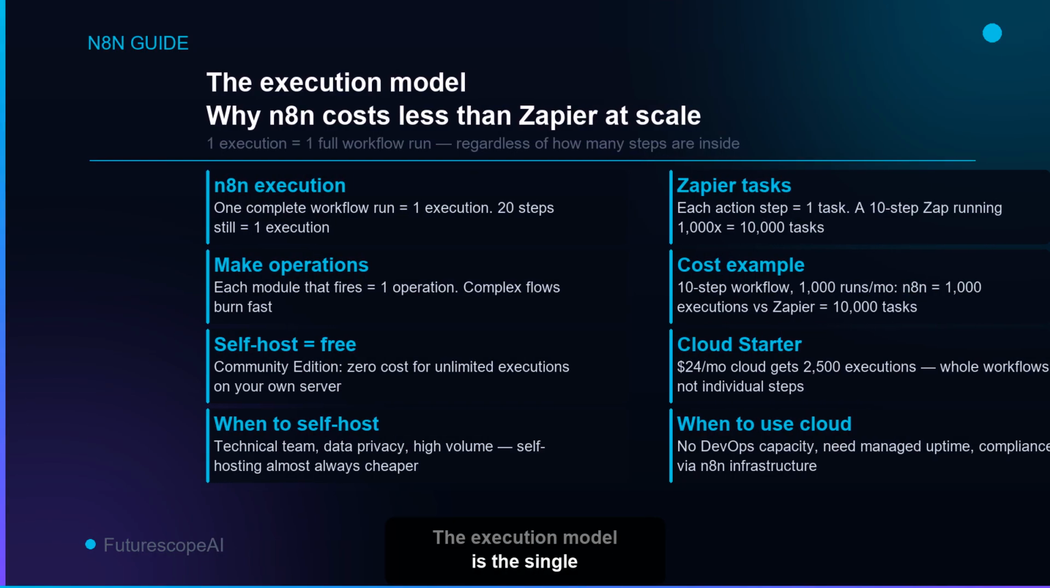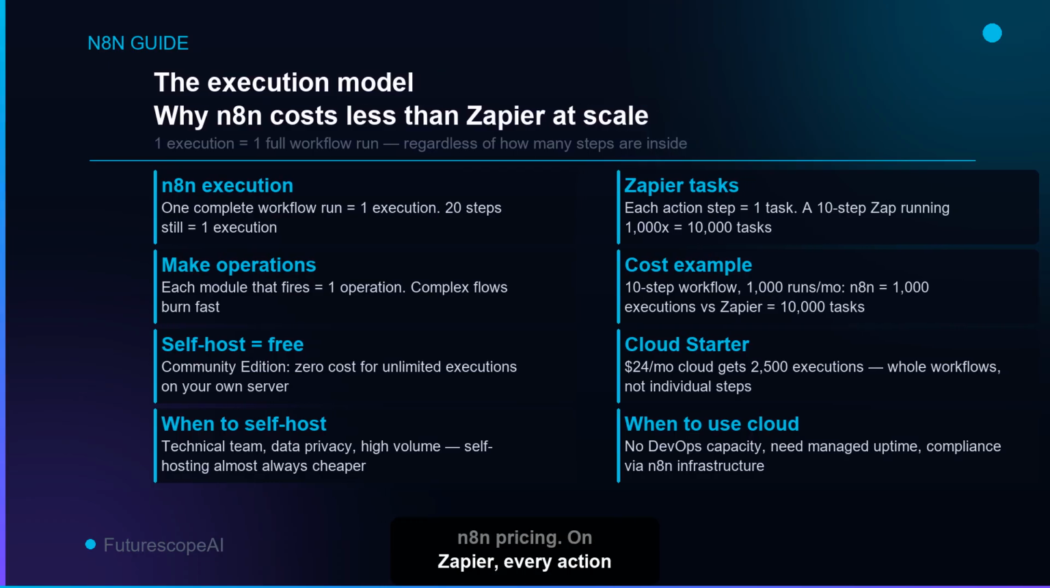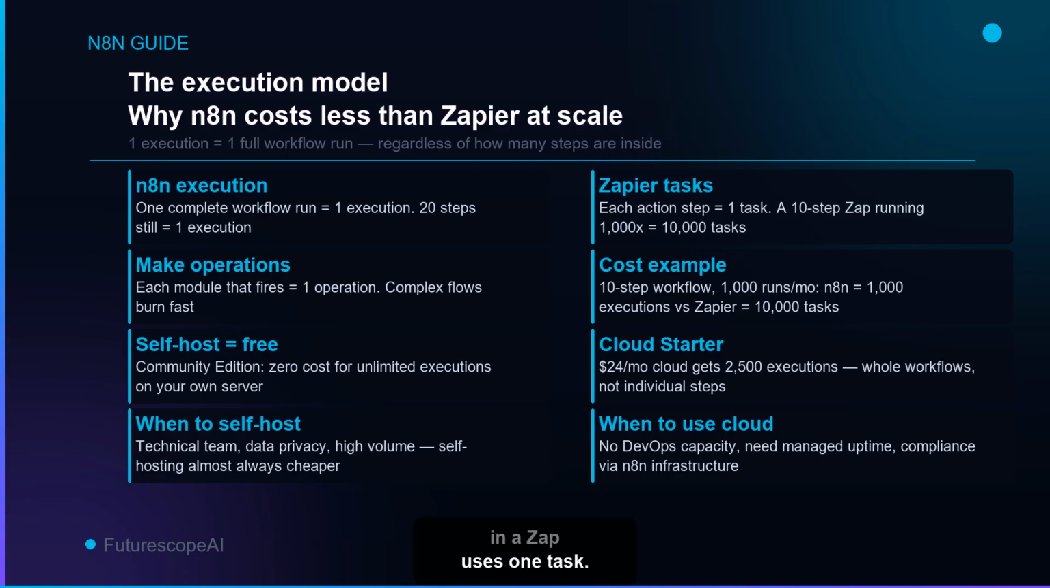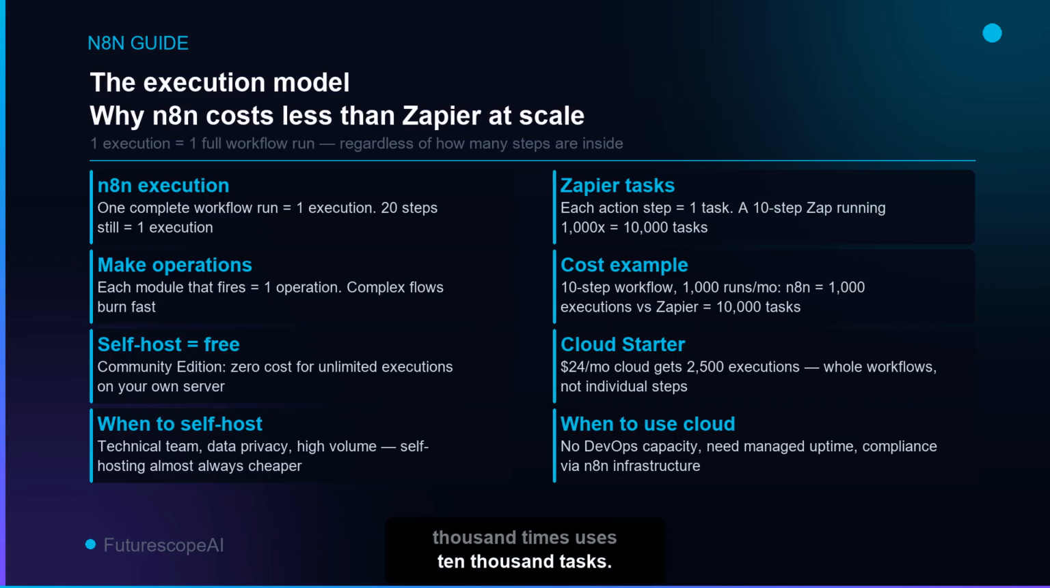The execution model is the single most important concept to understand about n8n pricing. On Zapier, every action step that fires in a zap uses one task. A 10-step zap that runs 1,000 times uses 10,000 tasks. On Make, every module that fires uses one operation, same principle. On n8n, an execution is one complete run of your entire workflow, start to finish, regardless of how many nodes fire inside it. A 20-step workflow running 1,000 times uses 1,000 executions on n8n versus 20,000 tasks on Zapier. This gap widens dramatically as workflow complexity increases.